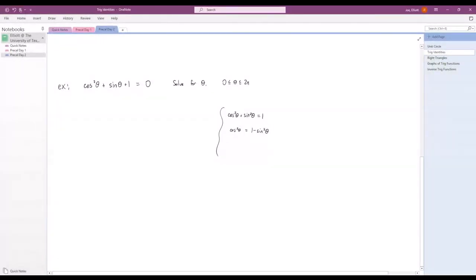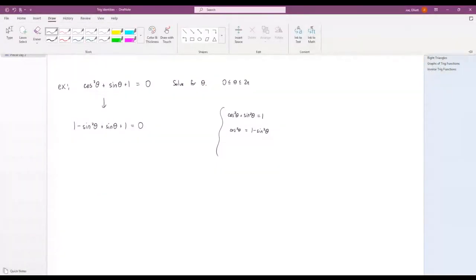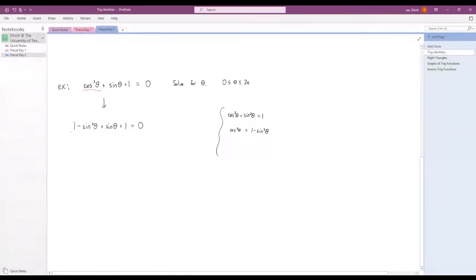If I make this substitution in the equation right now, replacing cosine squared with 1 minus sine squared, the equation is a little bit simpler now because at least everything is in terms of sine only, instead of having both cosine and sine. So let's continue with what we have here now, and see what we can do to solve for theta.